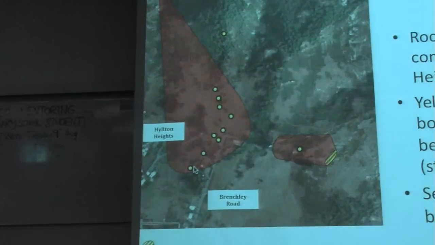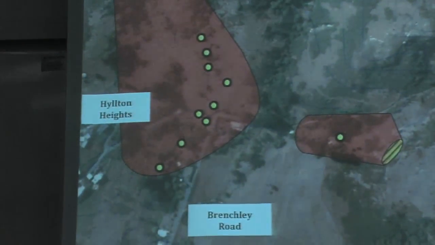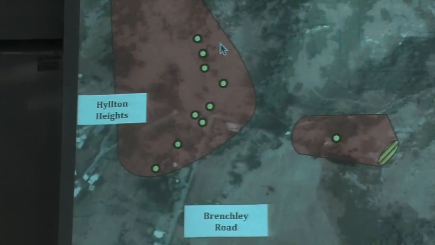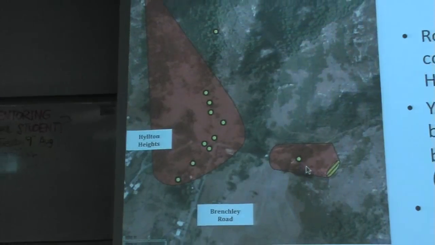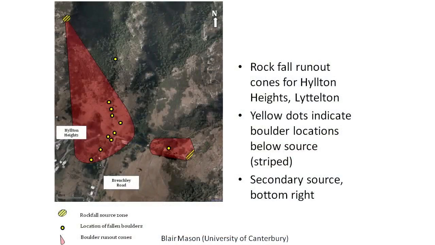That one on the left went through the back wall of a house. This one is another house in here which hasn't been hit, but it's at risk in this particular analysis. We've got another source area over here. Boulders down here, there's a house there.